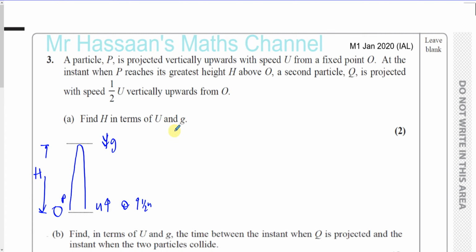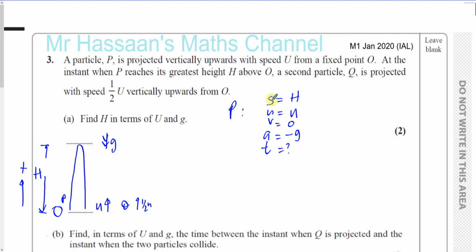Let's consider P. We have constant acceleration, so we can use the SUVAT equations. S is equal to H, U is equal to U, V is equal to zero, because it's reached the top of its flight, so it's instantaneously at rest at the point where it reaches H. A is equal to, taking up as positive since it's been projected upwards, negative G, because gravity always acts down. And I don't think we need T.